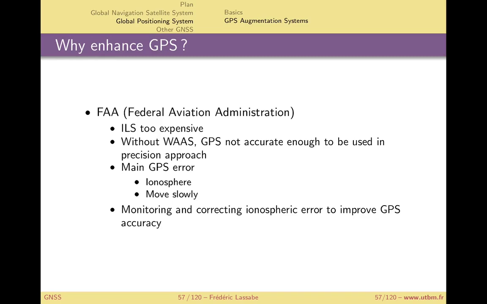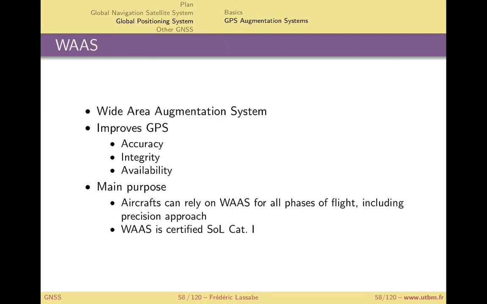So without a global positioning system which is precise enough, especially in altitude, you have to rely on the ILS, which is expensive because first the station is expensive, and second you have to have one station for each airport. So the idea to use a GPS for everything is mainly to spare some money on exploitation, and by monitoring and correcting some of the errors, mainly the ionospheric error, it is possible to improve the GPS accuracy.